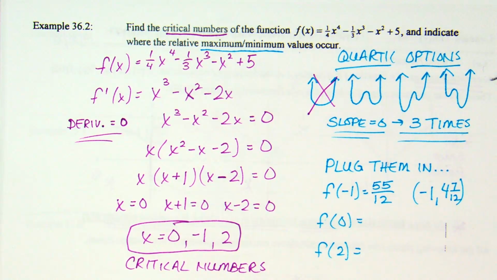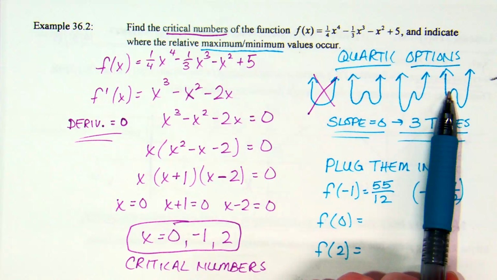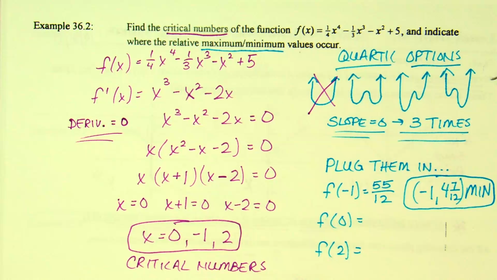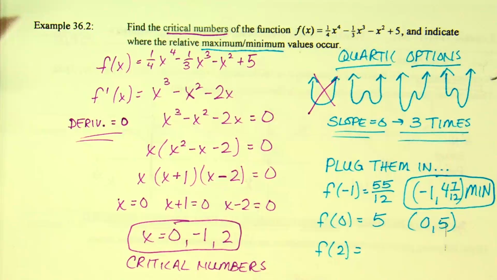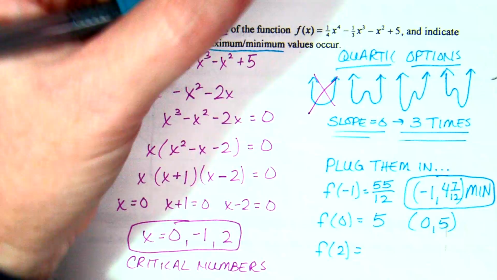Based on my quartic options, is this a min or a max? It's a min, yes? Because in a quartic, your first critical value is going to be a min. I'll let you guys do the next one. What do you get when you plug in 0? 5. So that is the ordered pair 0, 5. What's 0, 5 have to be? A max because it's the middle critical value as I work left to right.